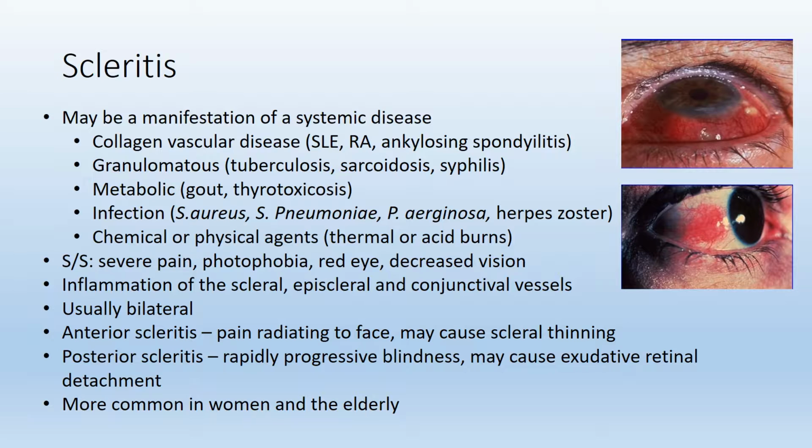Signs and symptoms are severe pain, photophobia, red eye, and decreased vision. It's usually a bilateral issue. Anterior scleritis involves pain that radiates to the face and may cause scleral thinning, whereas posterior scleritis is rapidly progressive towards blindness and may cause exudative retinal detachment. Either way, it's an ophthalmic emergency that requires a referral. It's more common in women and the elderly.